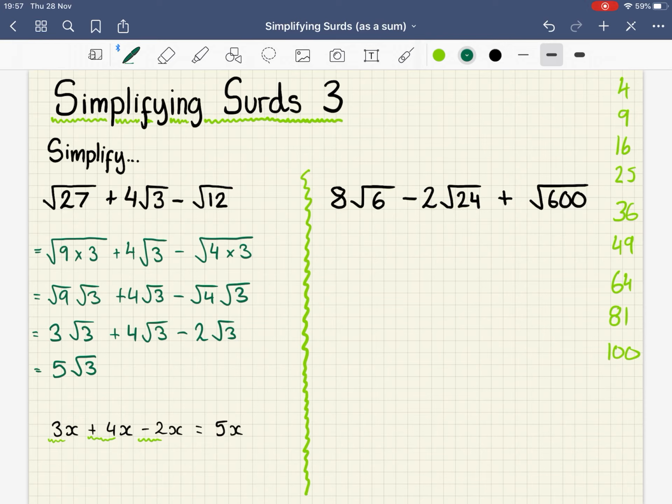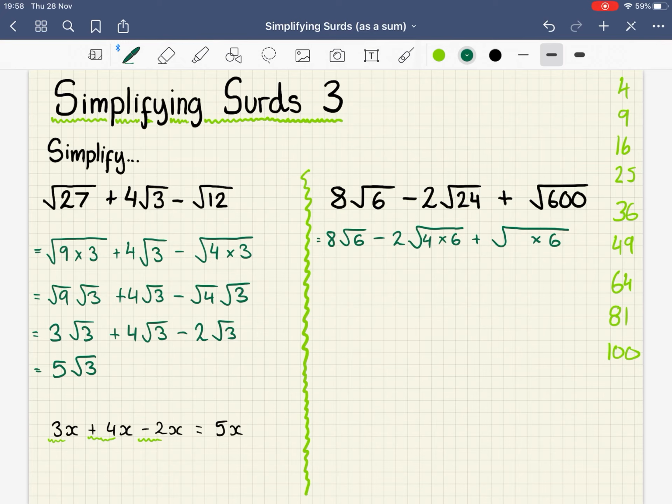Okay, so next one then. So again, I'm going to look at my surds. I see the 6 here. And looking at my list, there is no square number that I can divide 6 with. So that means that is my simplest surd, so I can use that. So I've now got 8 root 6, take away 2, and I'm going to have something times 6 plus something times 6.